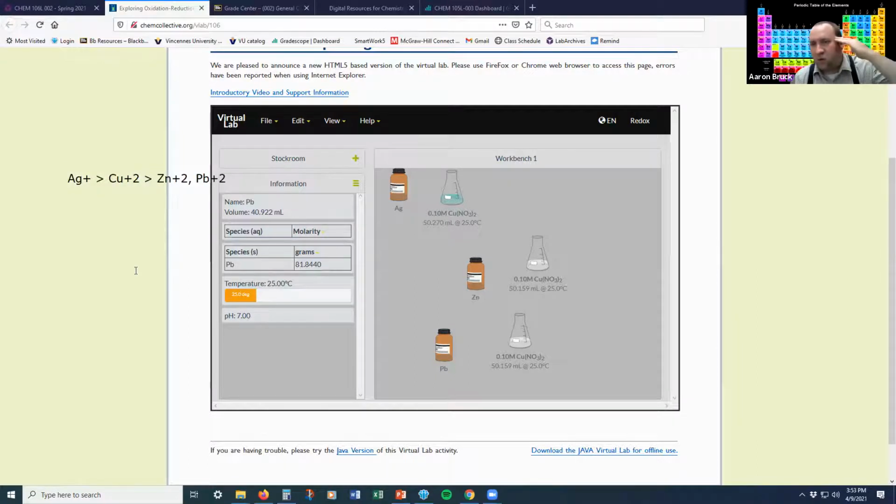So I can start visualizing an activity series around this, starting with the silver ion on top, copper underneath it, and zinc and lead somewhere underneath copper. Again, we don't know the order yet because we haven't tried to react them with each other. But this would be the start of our activity series.